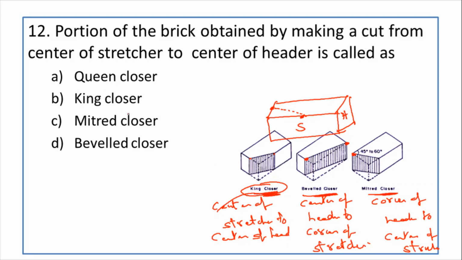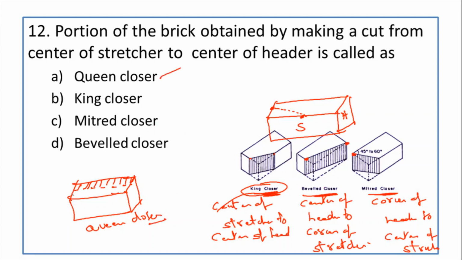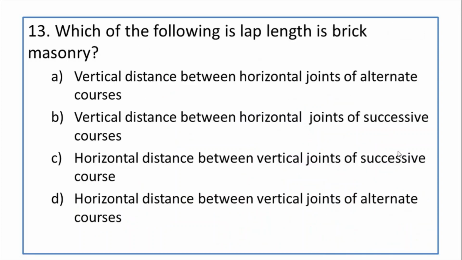Then what is a queen closure? Suppose the brick is like this, and you make the cut along the length of the brick. This portion of the brick is called a queen closure. So when I say queen closure, you have to make the cut along the length. When I say king closure, you cut from the center of the stretcher to the center of the header. When I say mitred closure, you cut from the center of the header to the corner of the stretcher. When I say beveled closure, you cut from the corner of the header to the center of the stretcher. That's the thing.